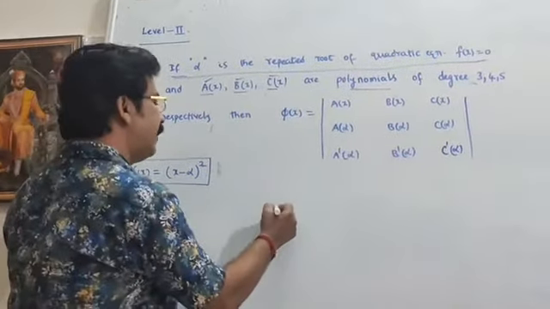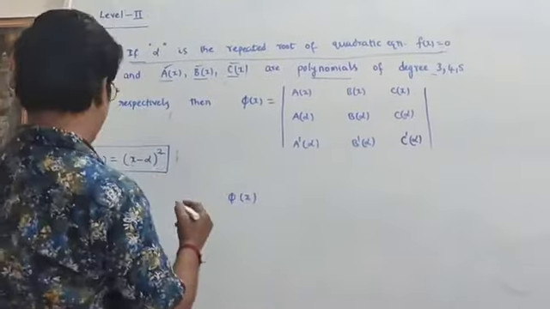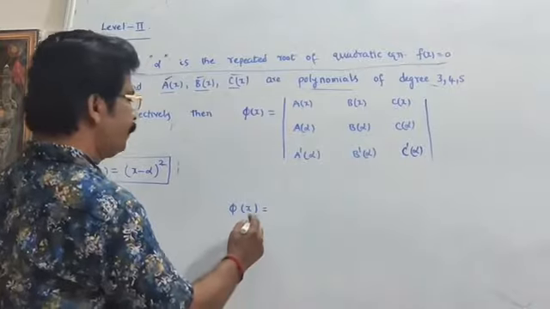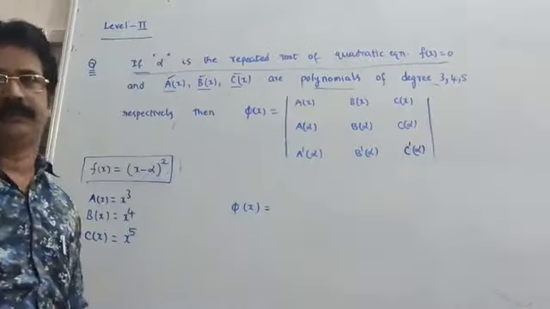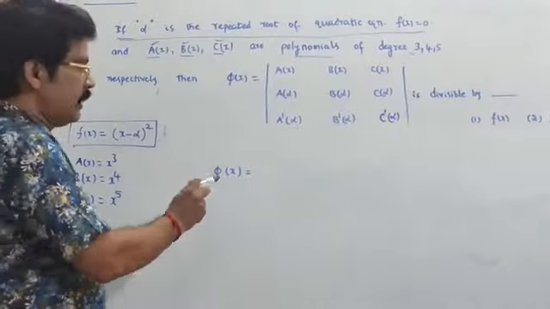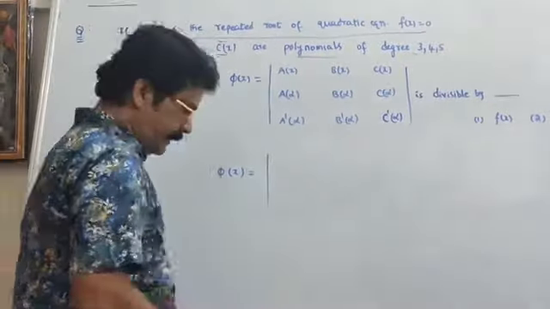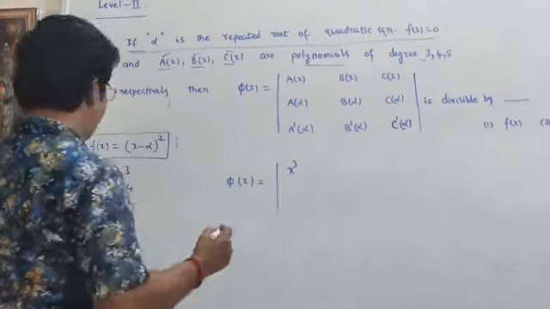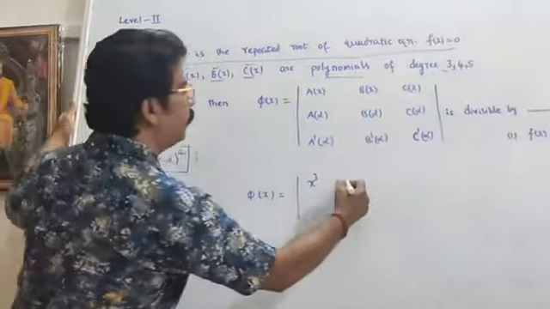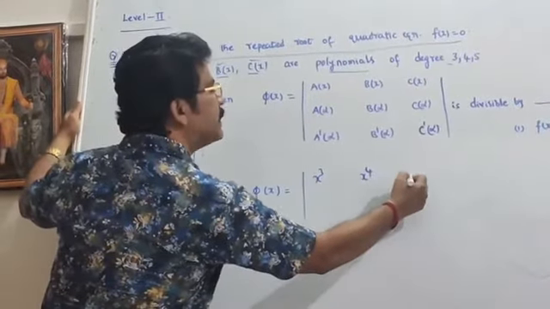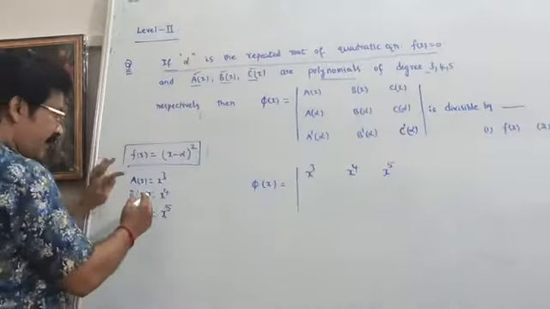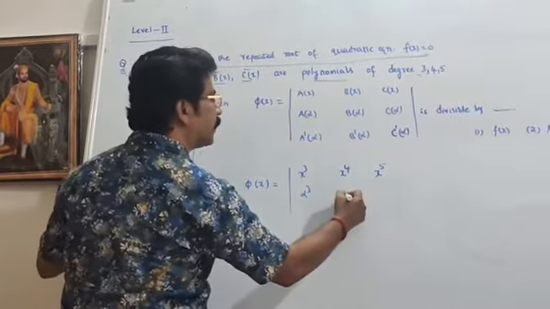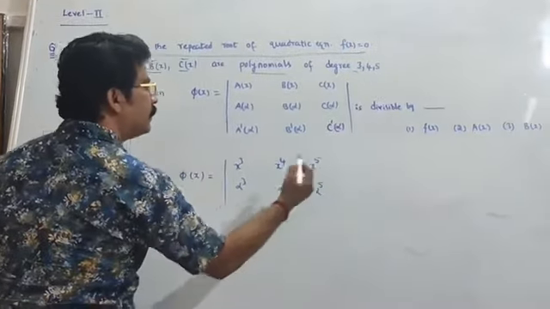Now the question is phi of x is equal to the determinant of: what is A of x? x cubed. What is B of x? x to the power of 4. This is x to the power of 5. A of alpha means alpha cubed. Next, alpha to the power of 4, alpha to the power of 5.